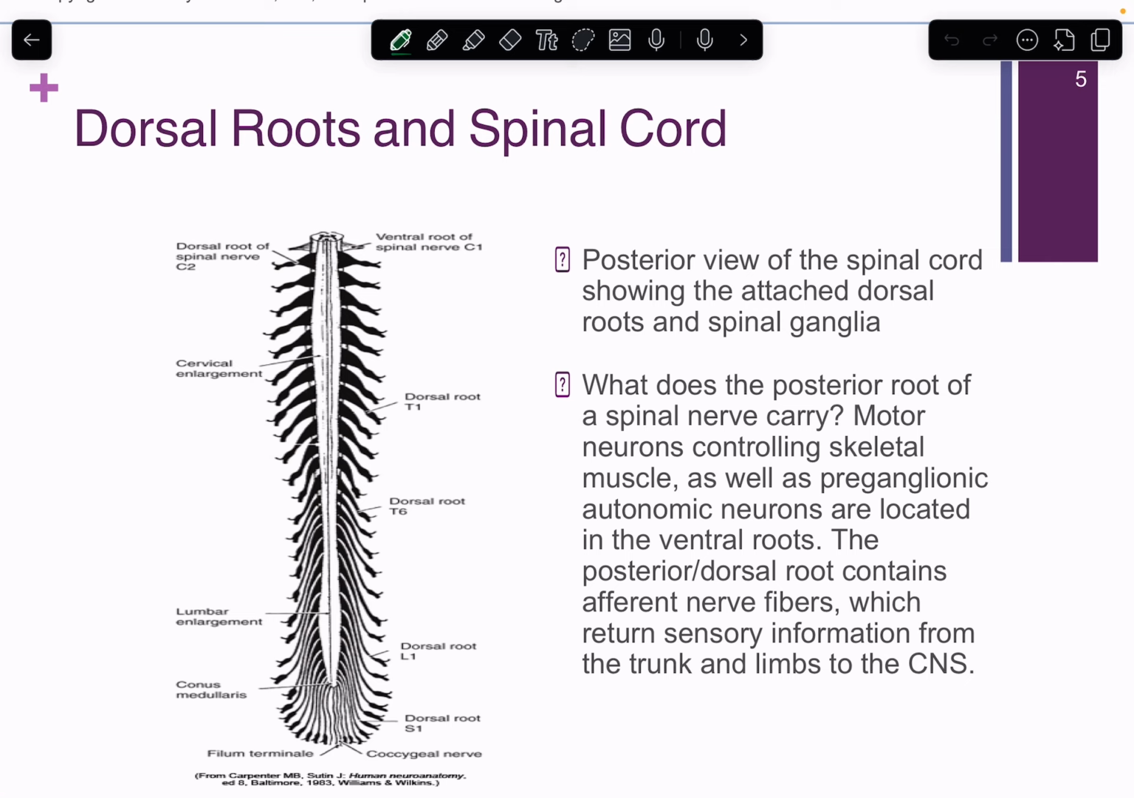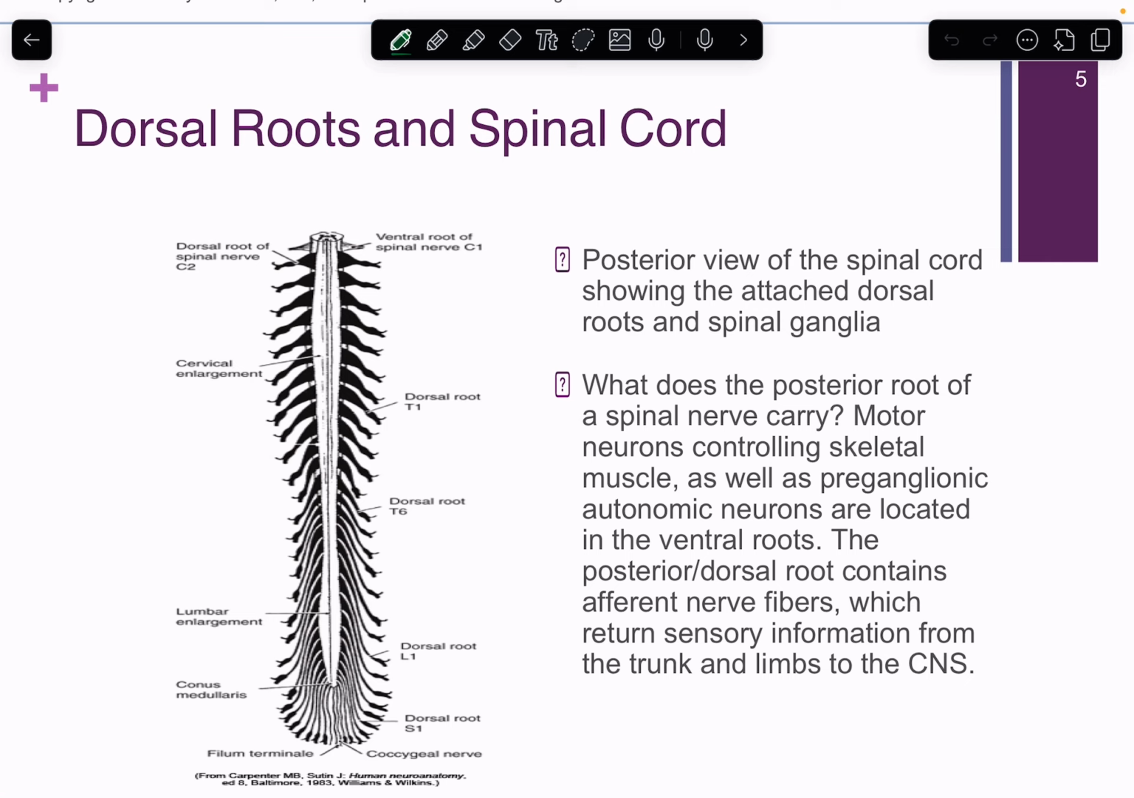Damage to the dorsal root can lead to sensory deficits. This may result in conditions like paresthesia, which is an abnormal sensation such as tingling and numbness. Anesthesia is when there's loss of sensation in a particular area. When there's loss of proprioception, there is difficulty maintaining balance and coordinating movements, as the body cannot accurately sense where its position is.